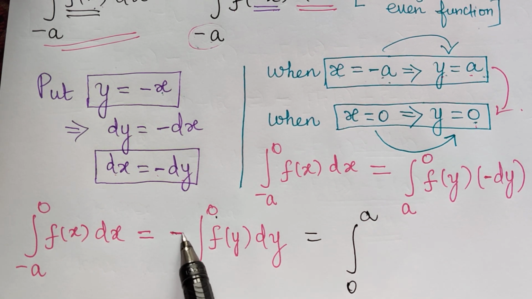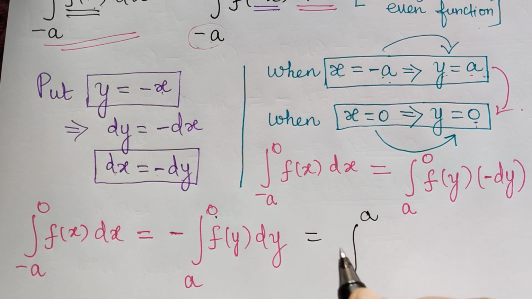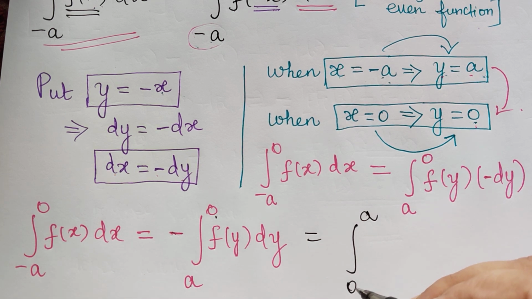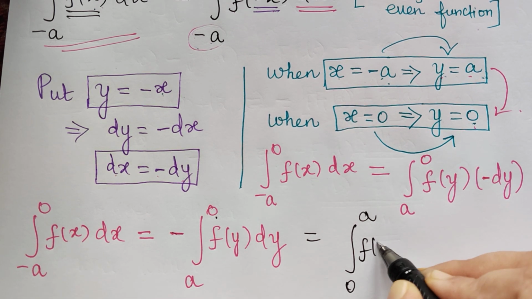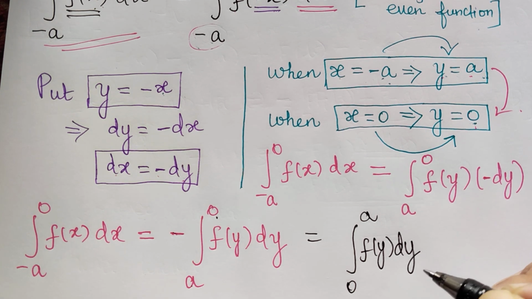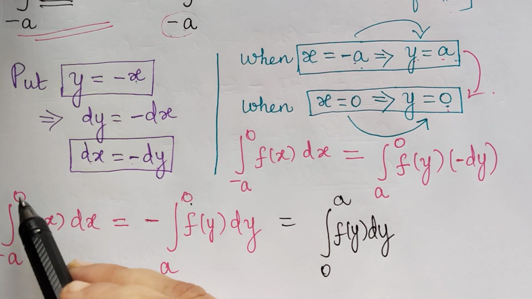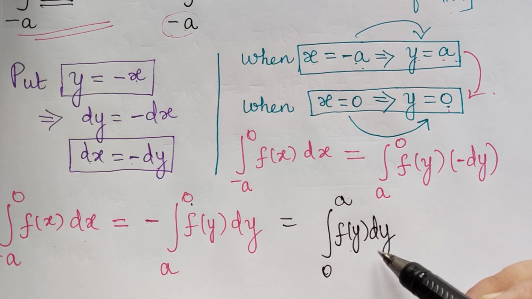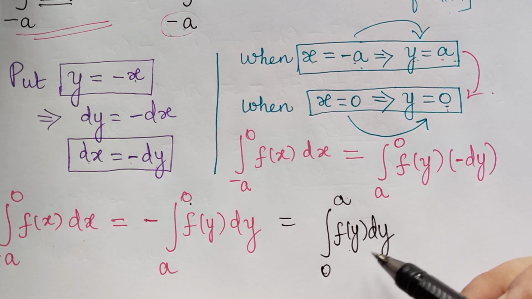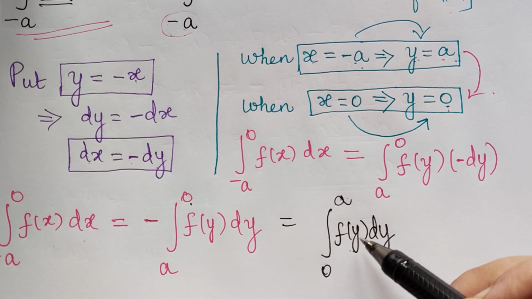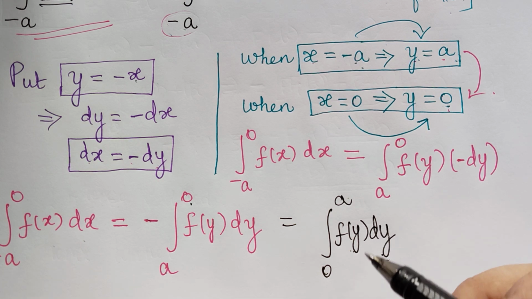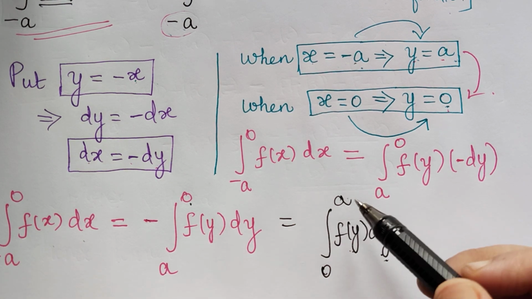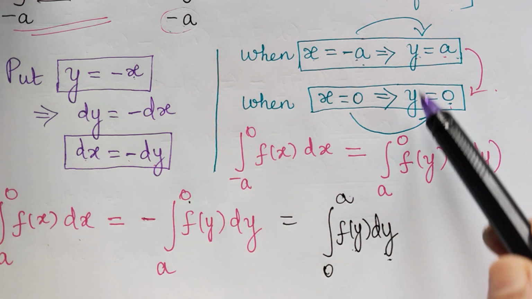But already we have a negative sign here. So minus into minus will become plus. And so I will be having integral 0 to a f of y dy. Now we have obtained integral minus a to 0 f of x dx as integral 0 to a f of y dy. In definite integrals, one variable can be changed as another variable with the same properties. So forget about all these substitutions.